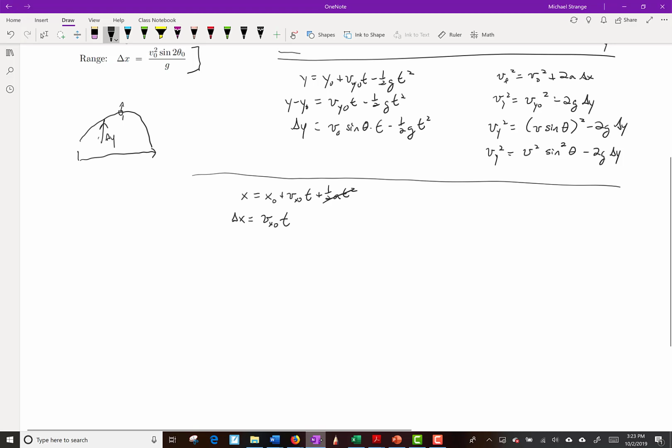But suppose I don't know the time. Well, we can go ahead and just do this. Delta x is going to be v, and this is cosine theta times t. Okay, so I don't know the time. So let's go over to the y direction and we'll solve for time. So y equals y naught plus vy naught t minus 1/2 gt squared. That's just your kinematic. And do I want to solve for time? This is going to be delta y is vy naught t minus 1/2 gt squared.